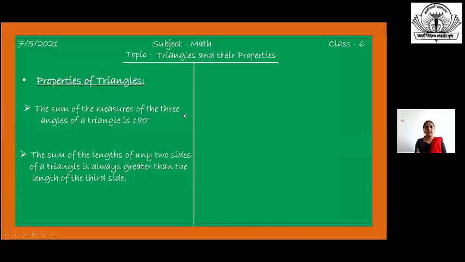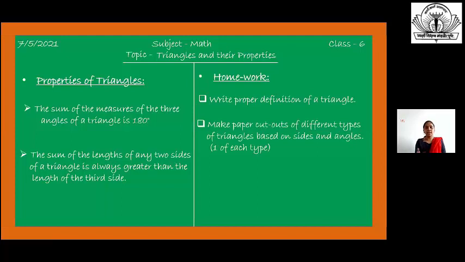Now homework for today: first, you have to write a proper definition of a triangle in your notebooks. Then the second one is to make paper cutouts of different types of triangles based on angles and sides. Like I told you, based on sides and based on angles, there are three different types of triangles. You have to make such triangles out of paper and cut them out. As I have made these types of triangles, for each type of triangle you have to make a paper cutout.